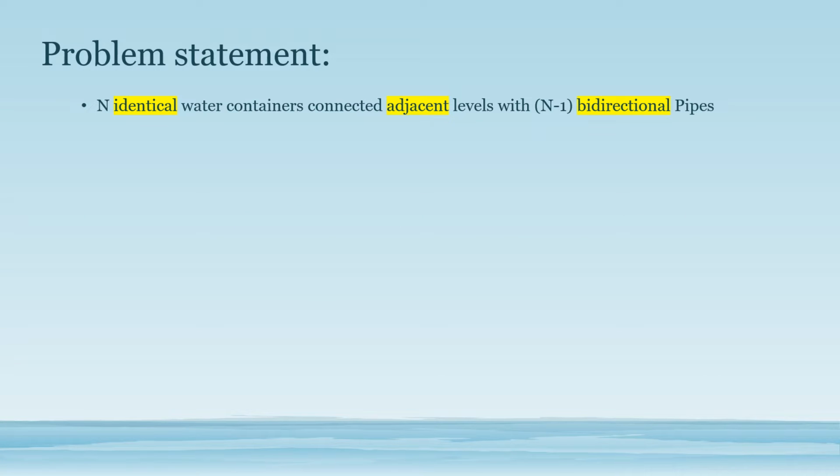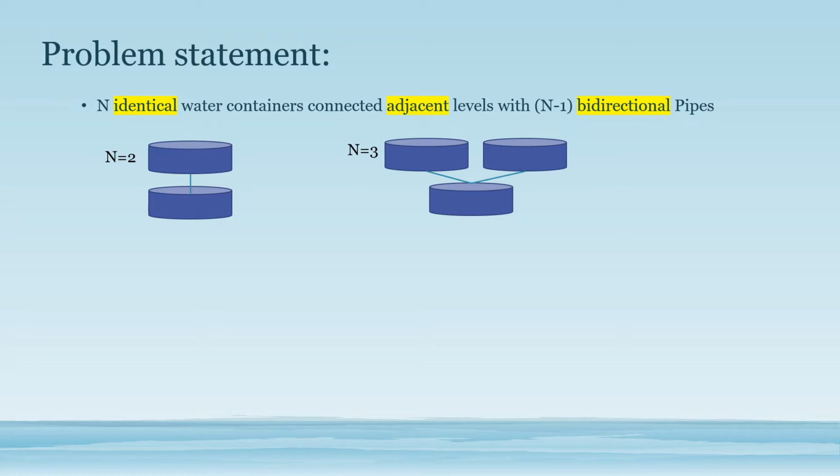So we are given n identical water containers, which are connected at adjacent levels with n minus 1 bidirectional pipes. To understand this, let us consider a simple example. If n is equal to 2, then we have n minus 1, which is equal to 1 bidirectional pipe. And if n is equal to 3, then we have two pipes. Okay, so this is what the statement says.